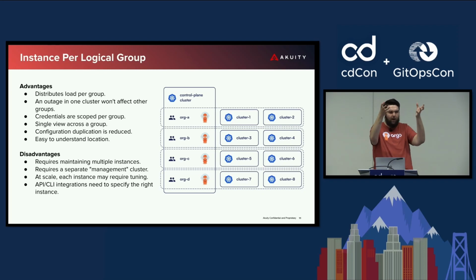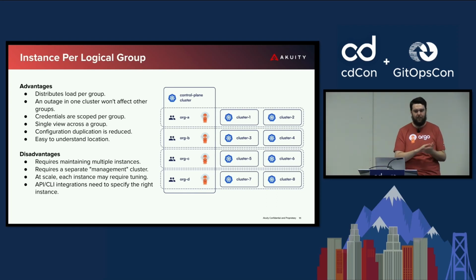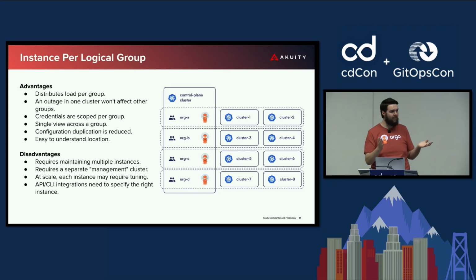An outage in one group won't affect the other. Credentials are scoped per group. Configuration duplication is, in theory, reduced compared to the per cluster model. But still, it's duplicated, right? That's still one of the disadvantages, is that you are maintaining multiple instances of Argo CD. You are still running at least one management cluster. But if you choose to run one management cluster and that goes away, all of your Argo CD still goes away. So you still have that disadvantage of the management cluster model.